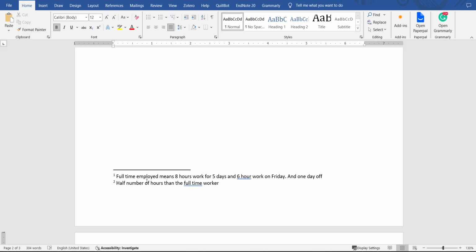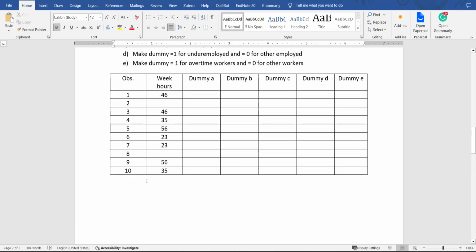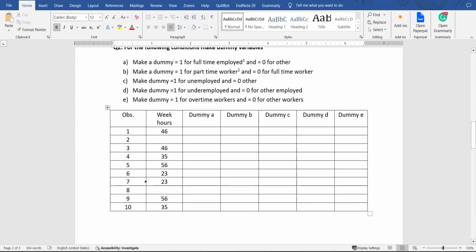If he has worked half of that, that will be how much? 23. He will be counted as a part-time worker. Okay. And if it is below 46, he is maybe a temporary worker. And if he is more than 46, then he is more than part-time worker. So the question is, is a person full-time or not.